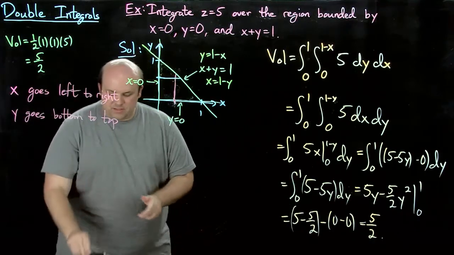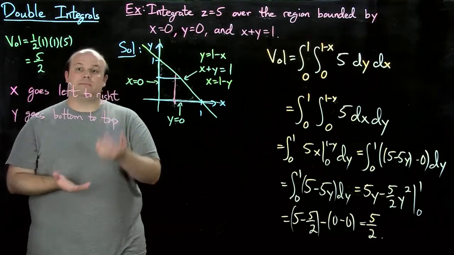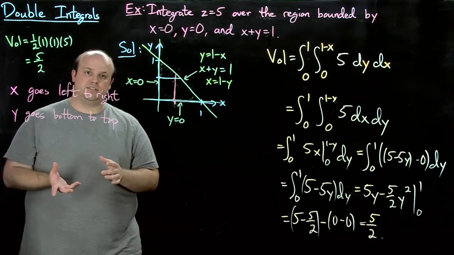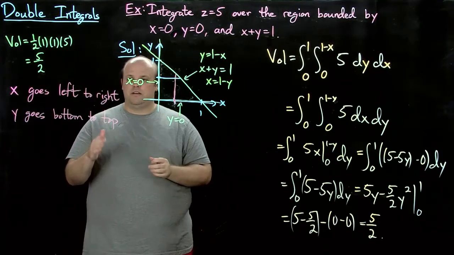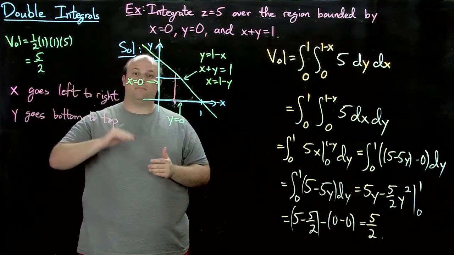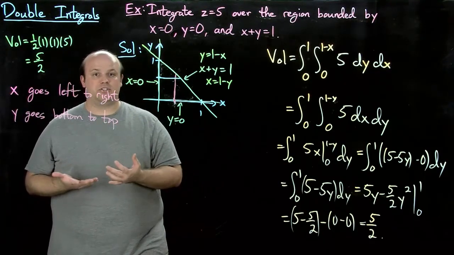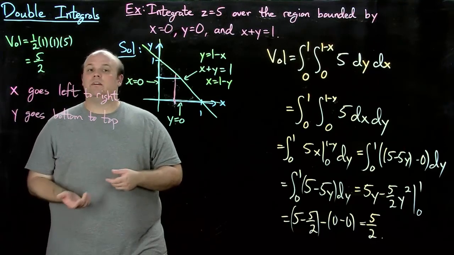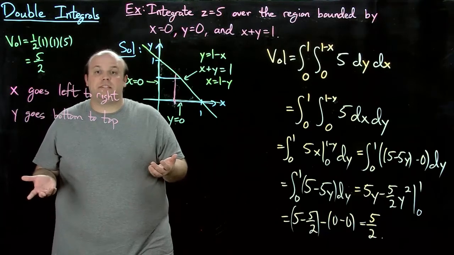So that's basically all there is to doing double integrals over more general regions. It's just break your region up and see, is it easier to describe as left to right or bottom to top first? But you also have to weigh that with the function you're integrating. So let's do some more examples, and hopefully it shouldn't be too bad.